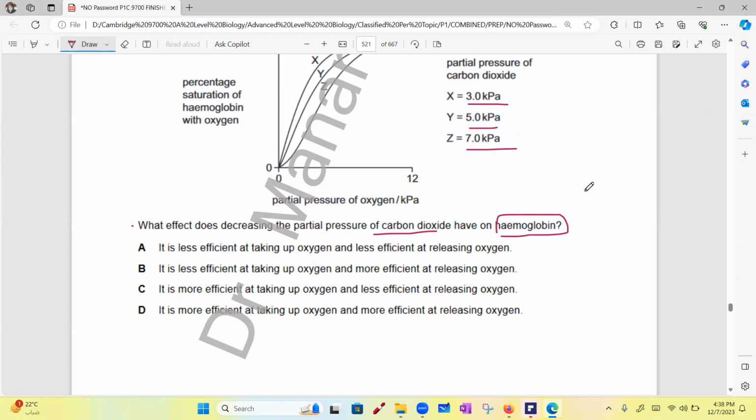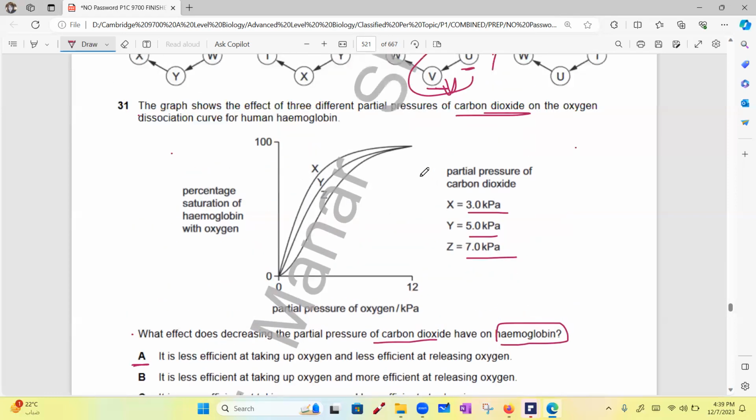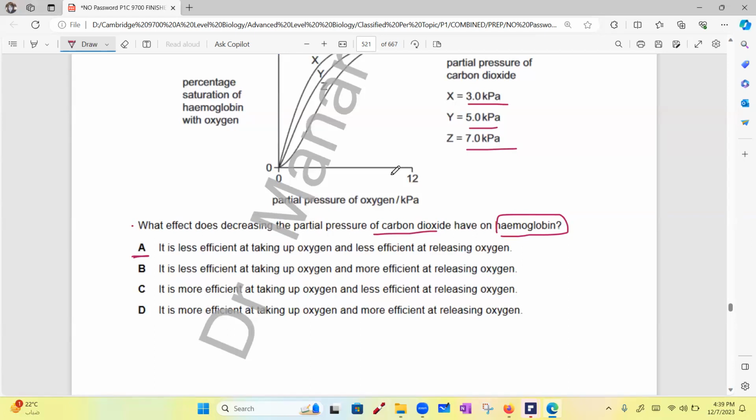Increase. I'm very happy that you understand this part. Okay, so what effect does decreasing the partial pressure of CO2 have on hemoglobin? Let's read it together. B, it is less efficient at taking up oxygen. Do I even continue? No, I don't continue because it will be even better at taking up oxygen.